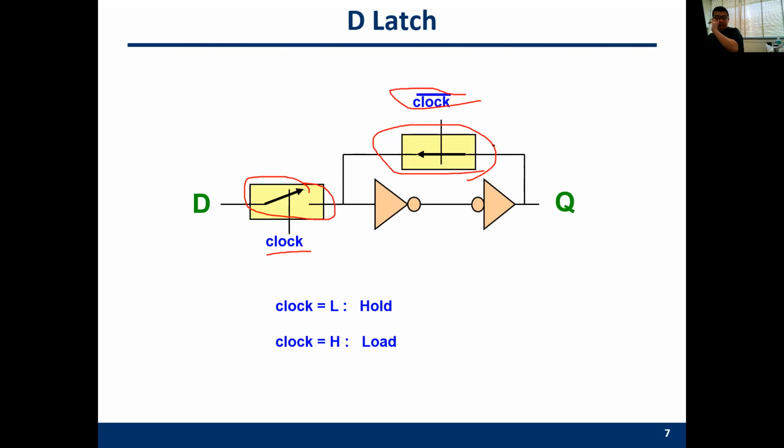So if we have a schematic view like this, here the clock is 0, the clock is low. Why? Because this is open. When the clock is 0, this switch is open, this transistor is open, but this bar is closed. When I have the clock low, you have two inverters connected together. It can hold the data. So this state is the so-called hold.